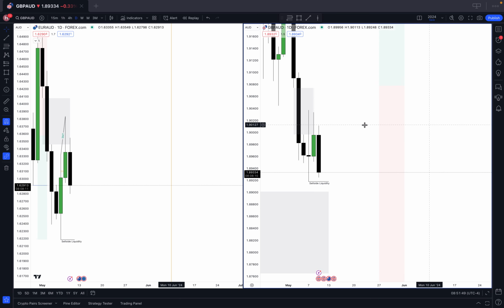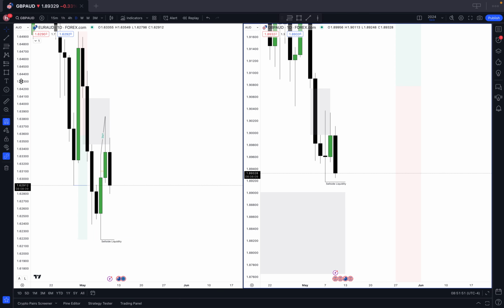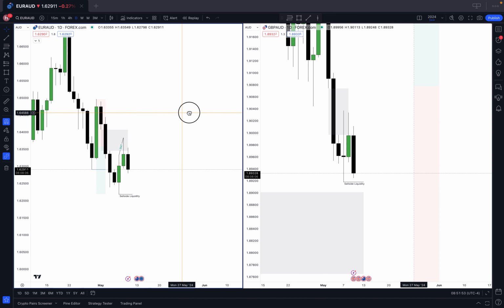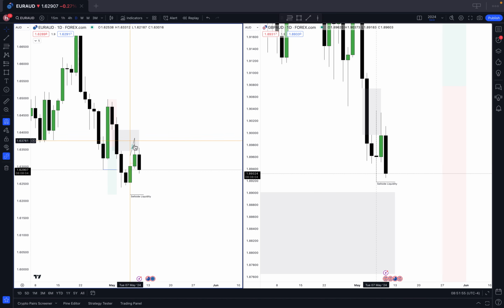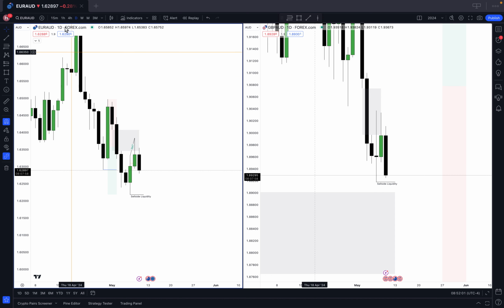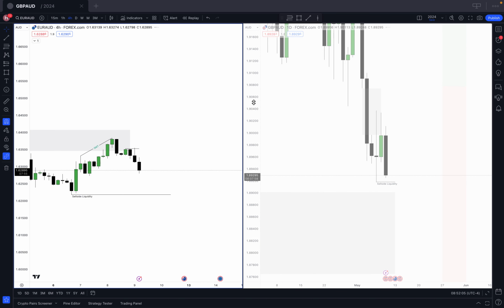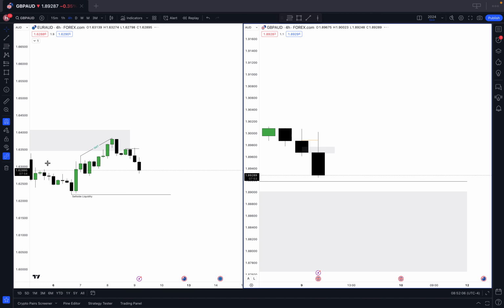So sterling is here. We have SMT, whilst Euro has come into the premium, into the discount, whatever. On the highs, on sterling versus Australian dollar, we've made lower highs. So Euro here.